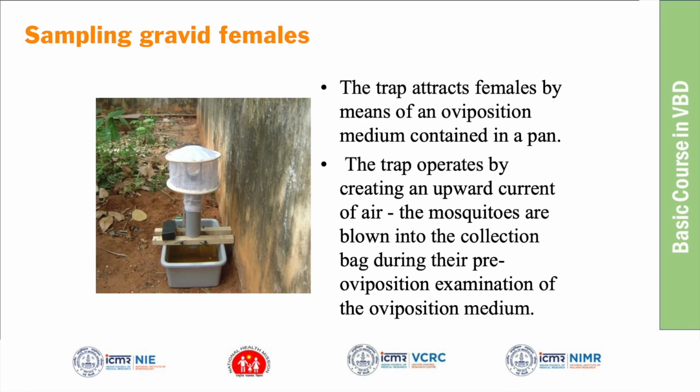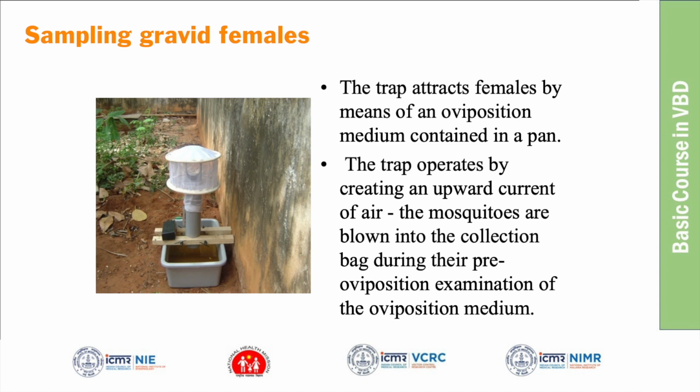The trap operates by creating an upward current of air. There is a fan inside the body. The mosquitoes that come for oviposition nearer to the oviposition medium are blown into the collection bag.